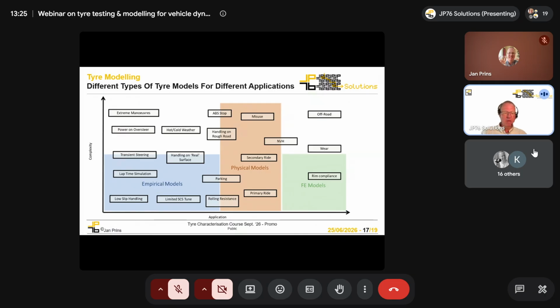There are some possibilities, and I know some people who create finite element models from stripping a tire down and trying to work out what the components are, but it's really, really complicated and really, really time consuming, so that's not normally done.